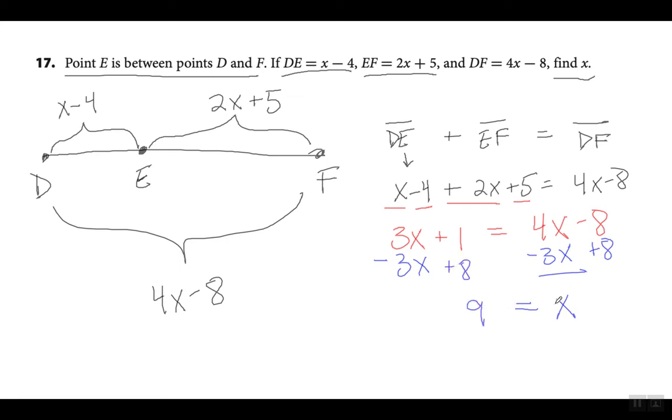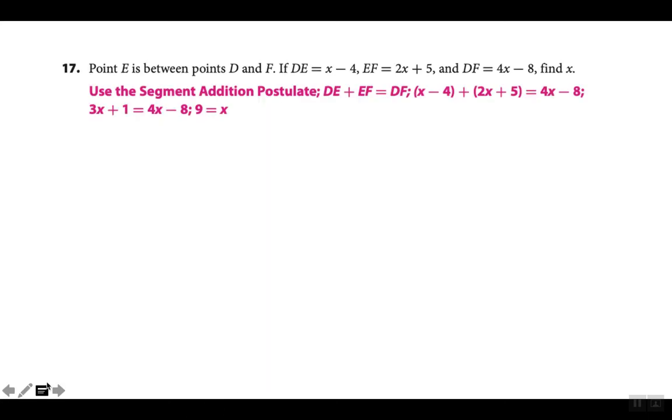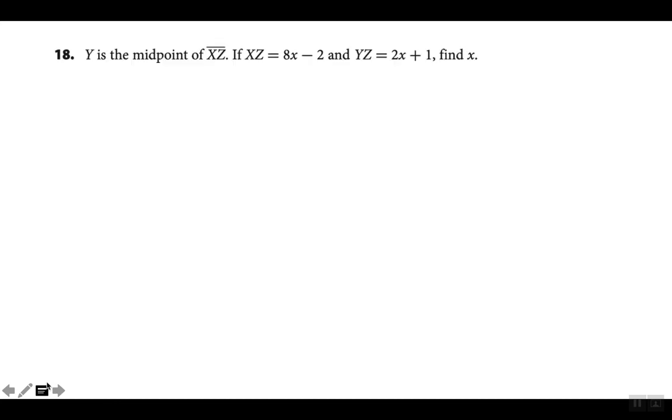So there's my answer. Always read it starting with the variable. X equals 9. Don't say 9 equals x, because that doesn't make sense. It's x equals 9, and it makes more sense to write the answer like that. X equals 9. Okay, let's do another one.